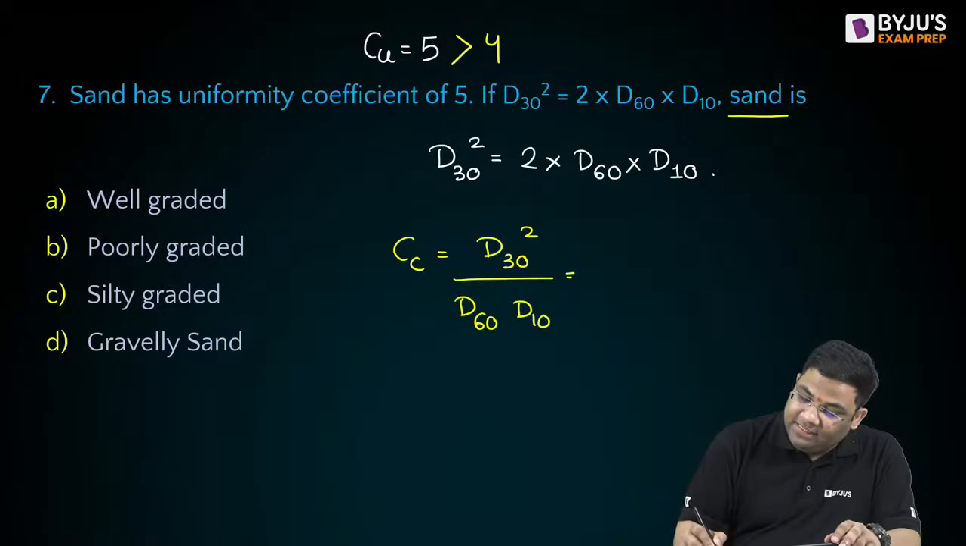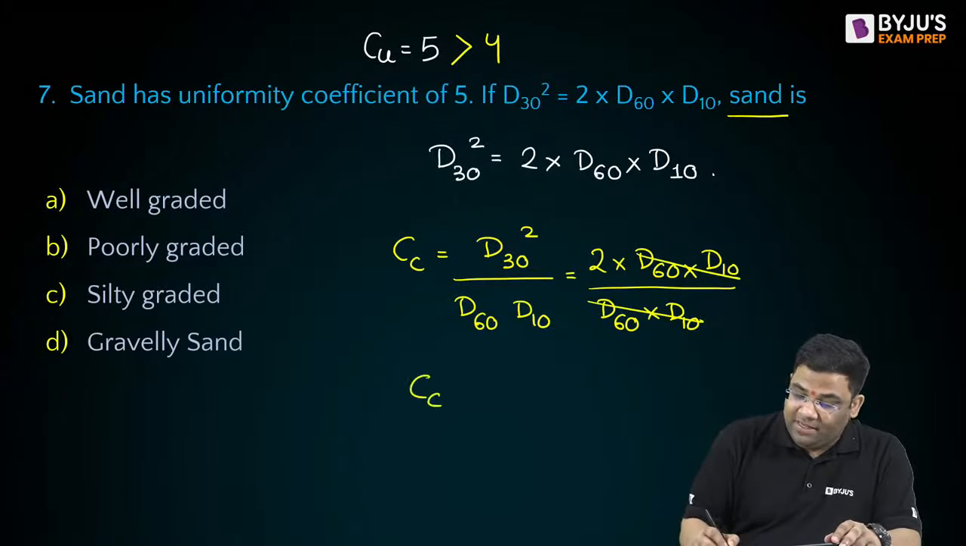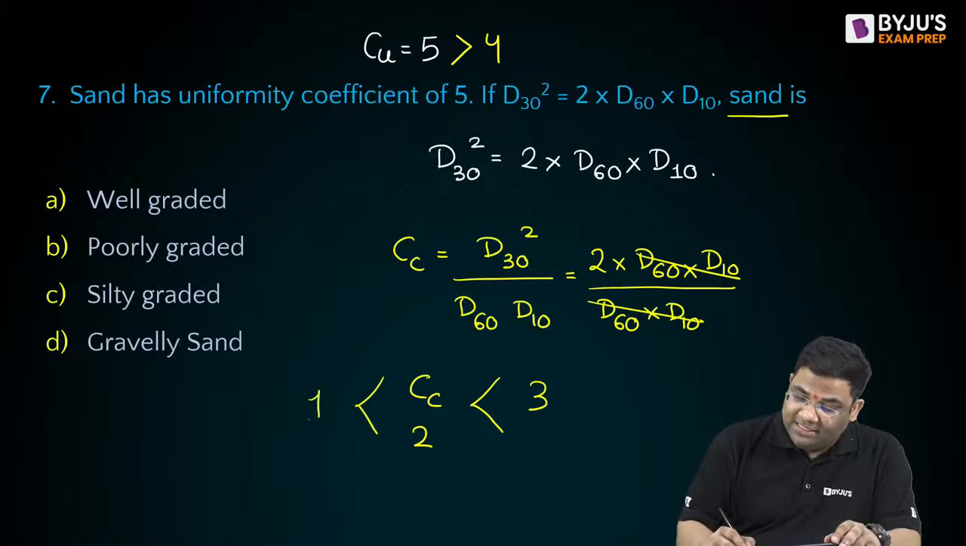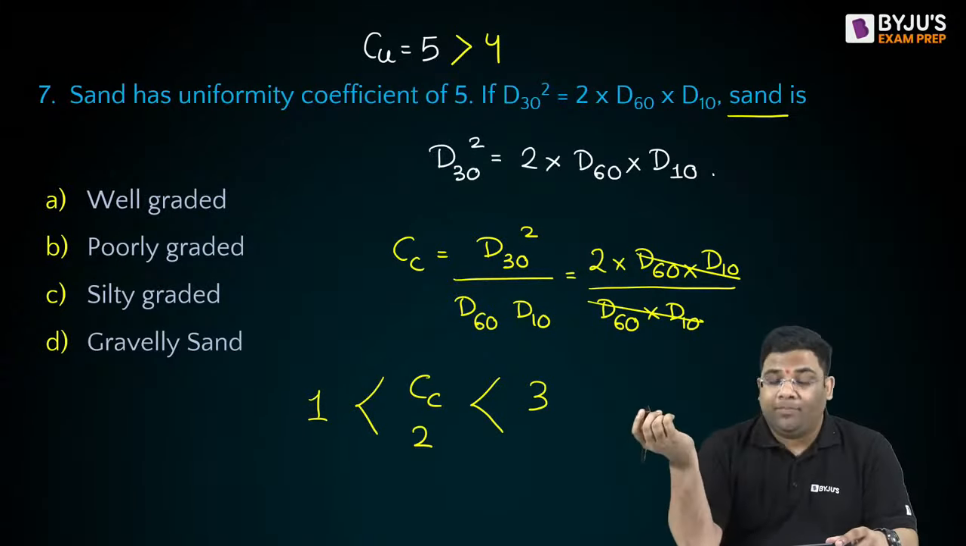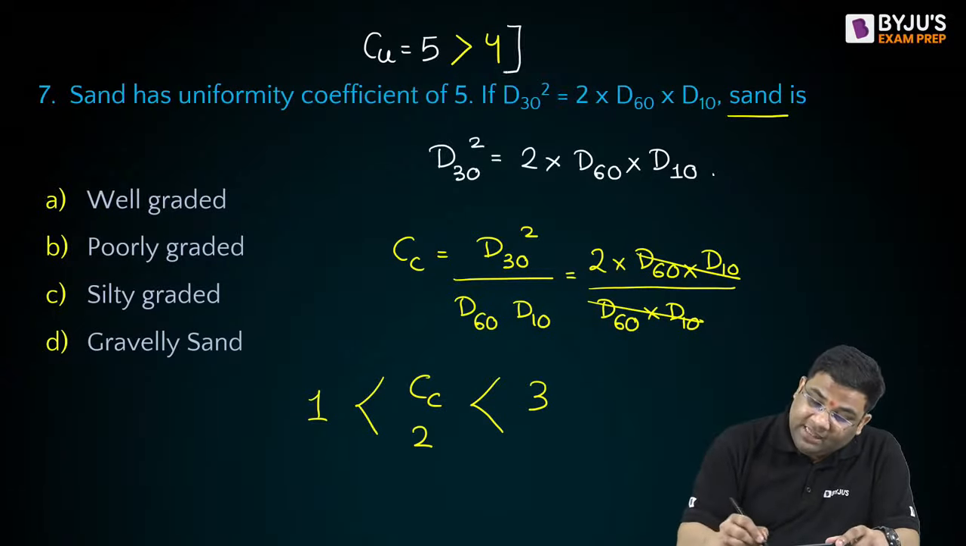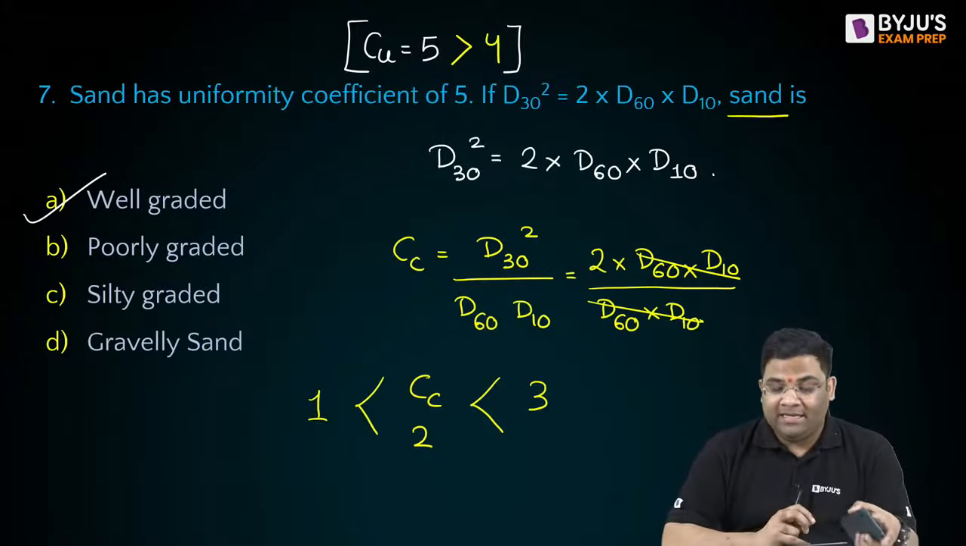Now you see, this D30 square is given as 2 times D60 into D10. So if you put this relationship, what happens? Your Cc comes to 2, which is less than 3 and greater than 1. This is the condition, right? So your Cc is within the range and your Cu is greater than 4 for sand. So it is a well-graded sand.